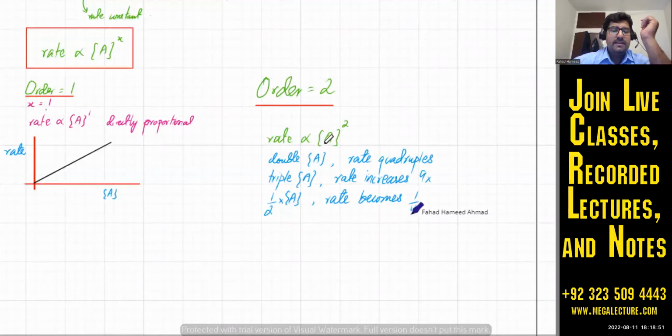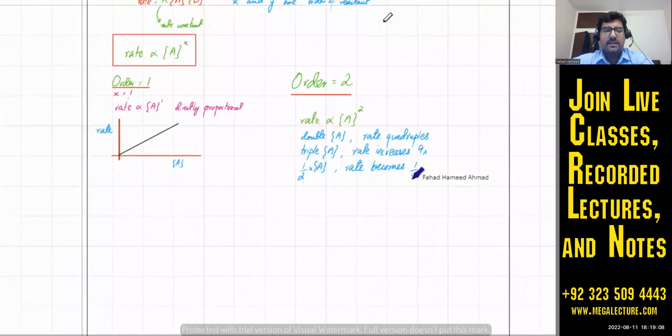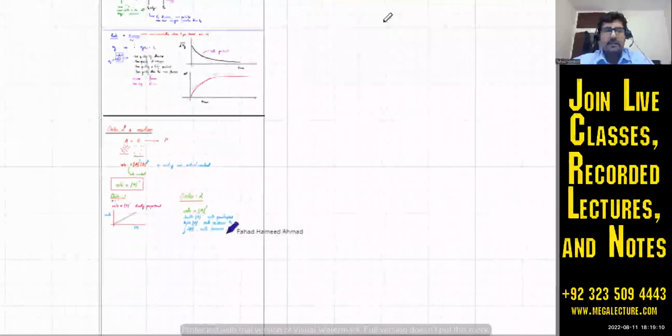And also, remember this, order 2, this relationship indicates that if you decrease the concentration by half, the rate will decrease by 1/4. If you double the concentration of A, the rate will quadruple. It will increase by 4 times. And then there's a third order as well, and that order is the third one.